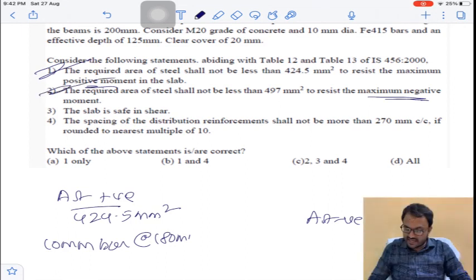And the slab is safe in shear. We need to calculate tau v, percentage tension reinforcement and tau c. It is safe in shear as well. And maximum spacing of distribution bar, we got 180 mm center to center. So 8 mm bars we need to place at 270 mm. This is also correct. So all the options for the question are correct. So option D for question number 10.